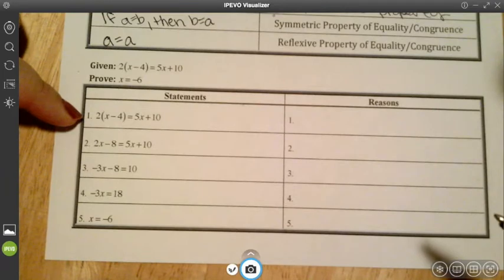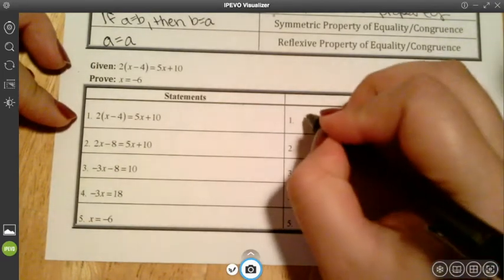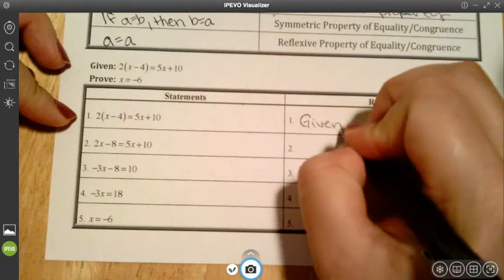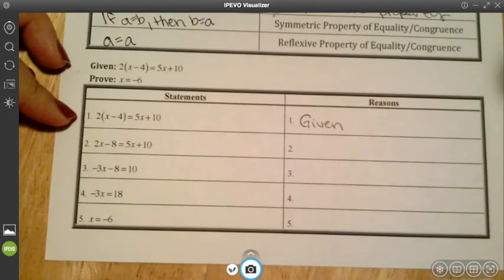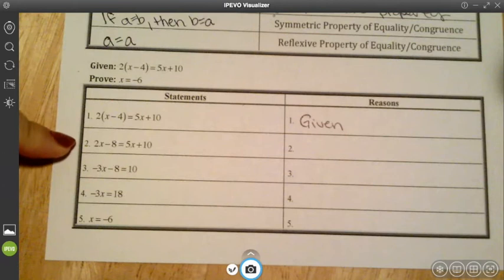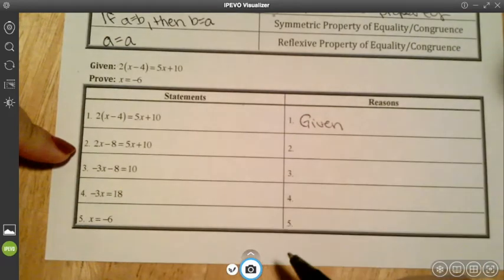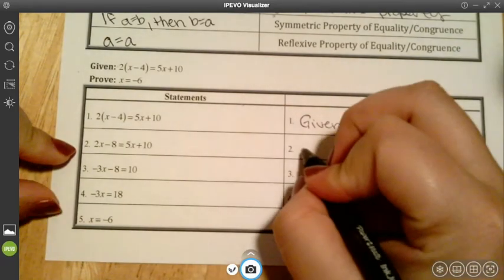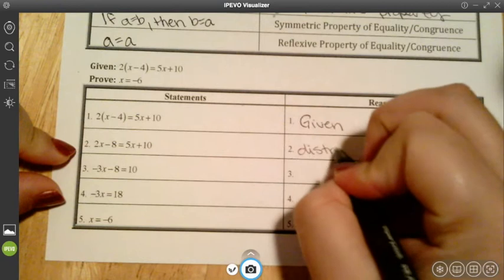So in our first step, how do I know that this is true? Well, that's what was given to me. So our reason here is given. For our next step, how do we know that this is true? Well, what changed between step 1 and step 2 is that the 2 was distributed. So the reason for step 2 is the distributive property.